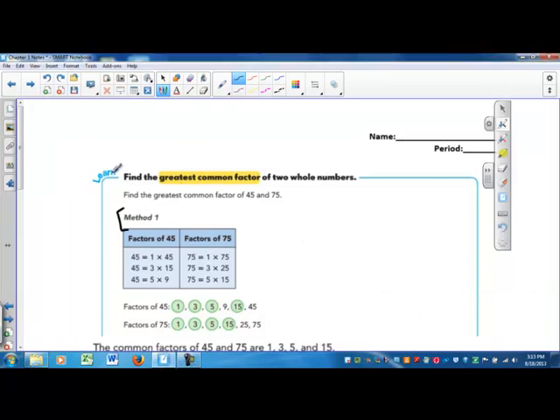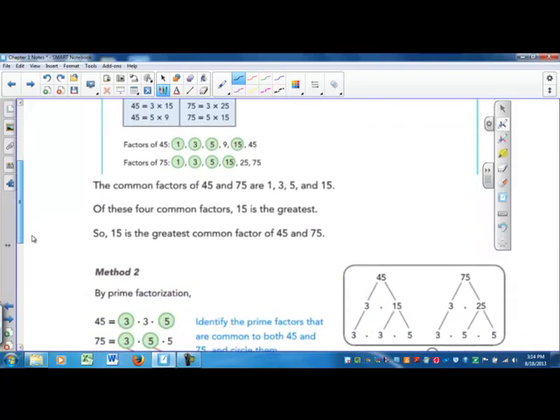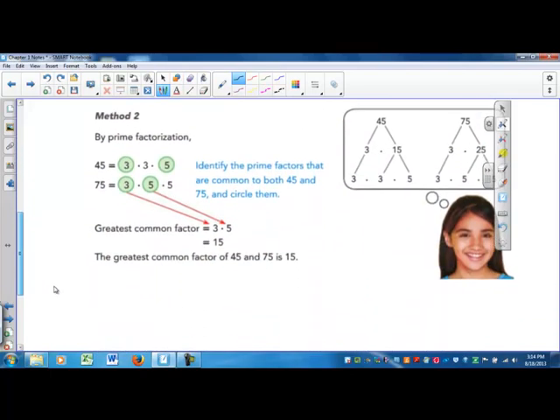By the way, I forgot to mention this. You will hear me refer to greatest common factor as GCF. Just understand that that's what I'm talking about. Greatest common factor. Okay, now let's go down to the second method, which is what I was talking about.